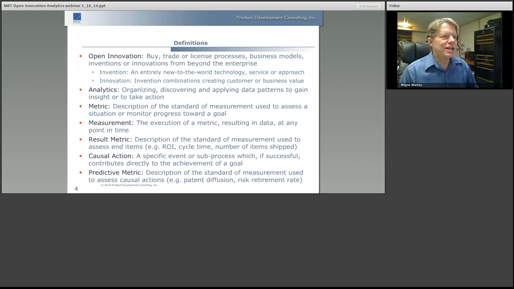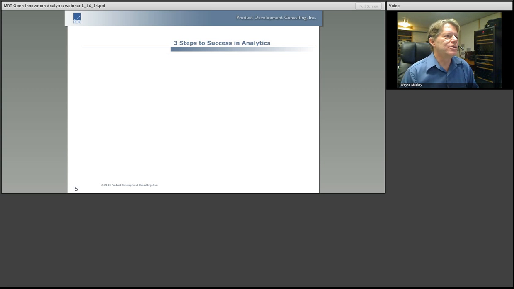So with those definitions to ground everybody to start out with, let's go on into what it takes to be successful in doing analytics right.